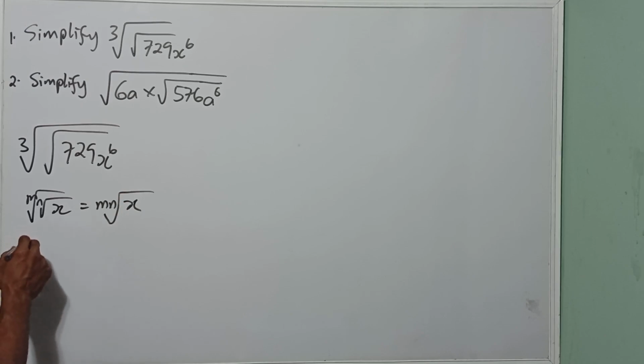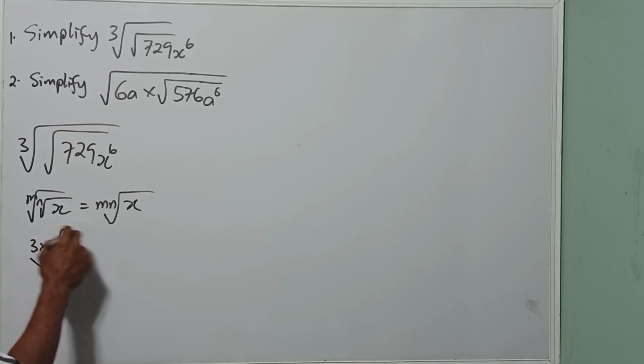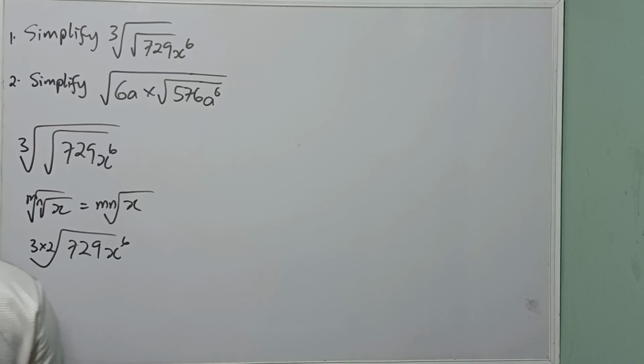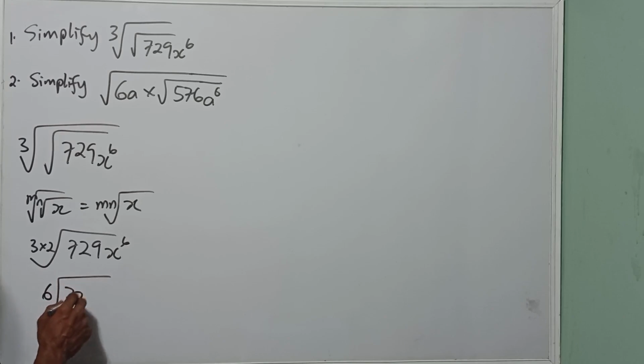So this can be 3 times the 6th root of 729 x raised to power 6. Now we can find the sixth root of 729. What number are we going to multiply 3 times, 6 times to give us 729? Is that possible? Yes. So multiplying our 3 six times, this becomes the 6th root of 729 x raised to the power 6.